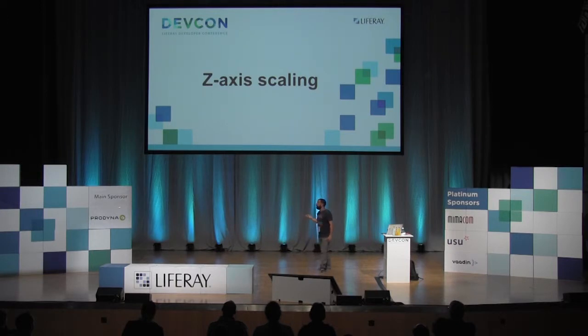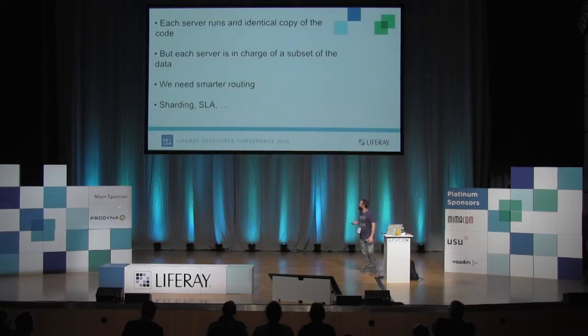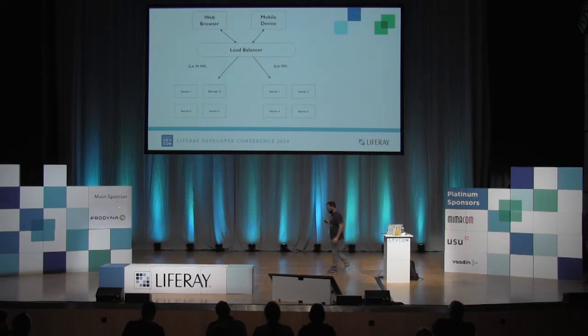The other approach is called the Z-axis scaling. Sorry. Using this approach, every server in the cluster keeps the same code. I mean, exactly the same. I have to redeploy everything on all the different servers. The difference is that every server is only in charge of a small subset of the data. What does it mean? That we need smarter routing.